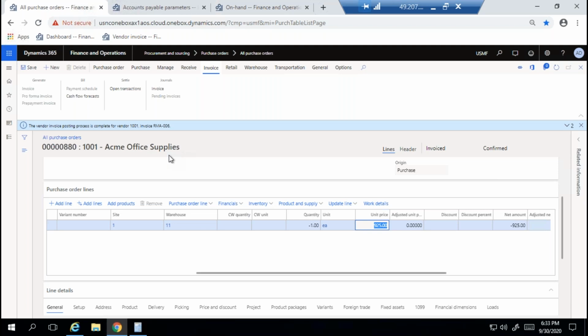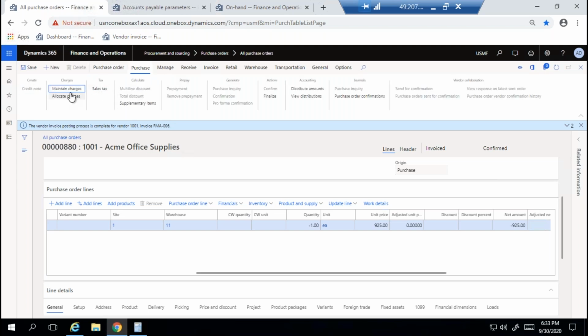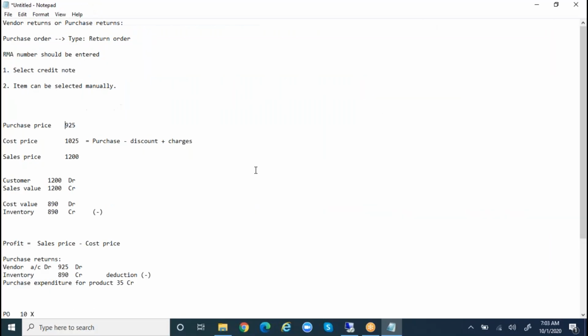No, that is 10,000 only. If the vendor is agreeing, yes, you can include those charges here. That is your wish. But usually, whenever you are returning back, you will not charge. Am I right? Yes, normally the transportation and other charges will not be included, only the price of the item, right?